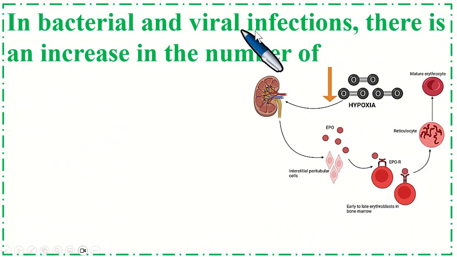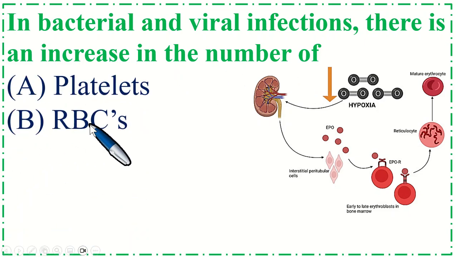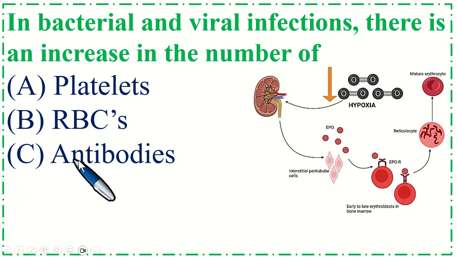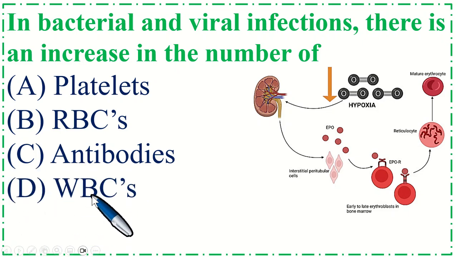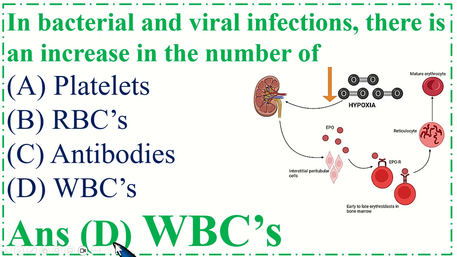In bacterial and viral infections, there is an increase in the number of option A platelets, B RBCs, C antibodies, D WBCs. Correct option is D WBCs, white blood cells.